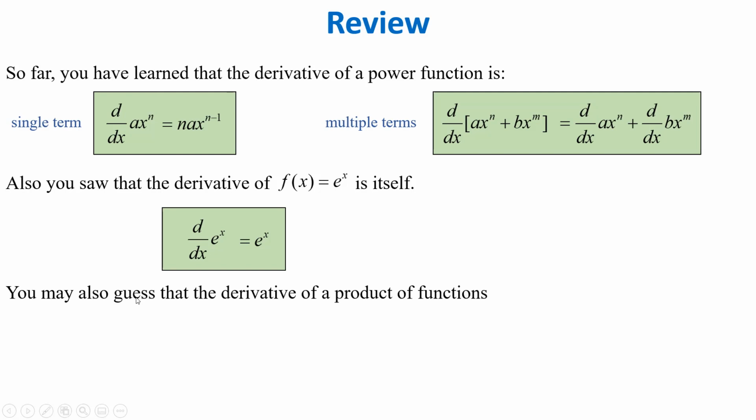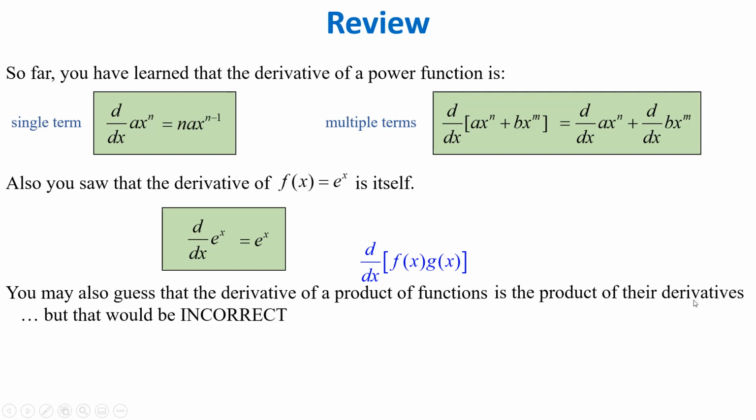Now, you might also guess, based on this, that the derivative of a product of functions, in other words, the derivative of f of x times g of x, is the product of their derivatives. And you would be wrong. And let me show you why.